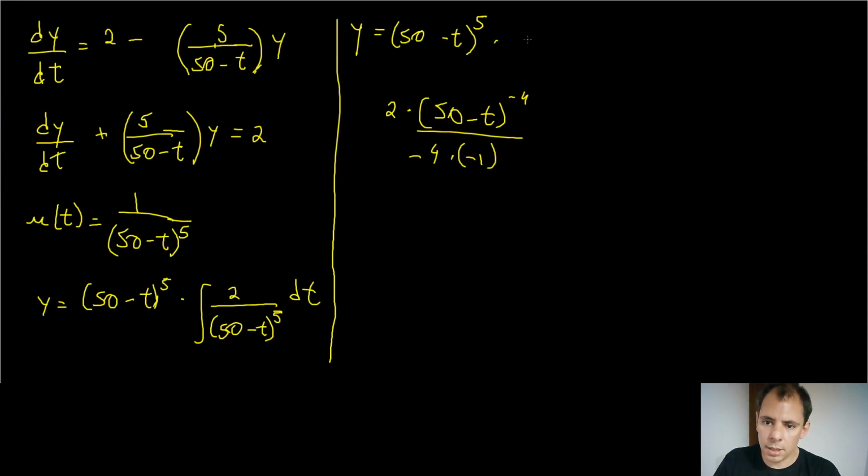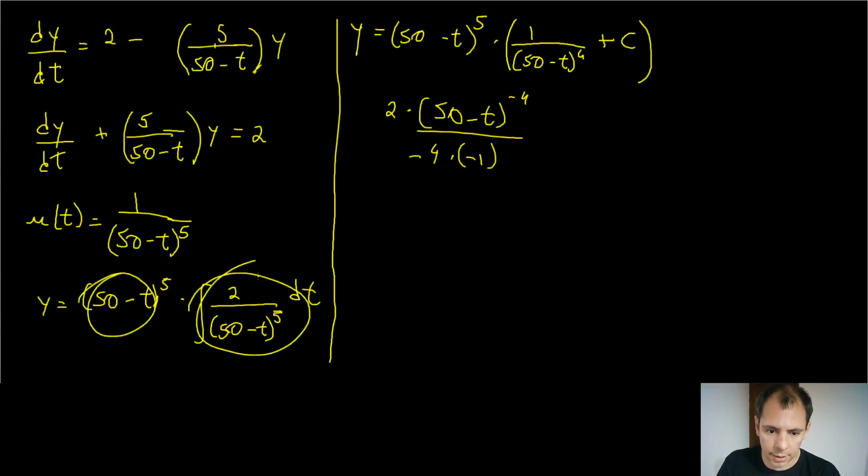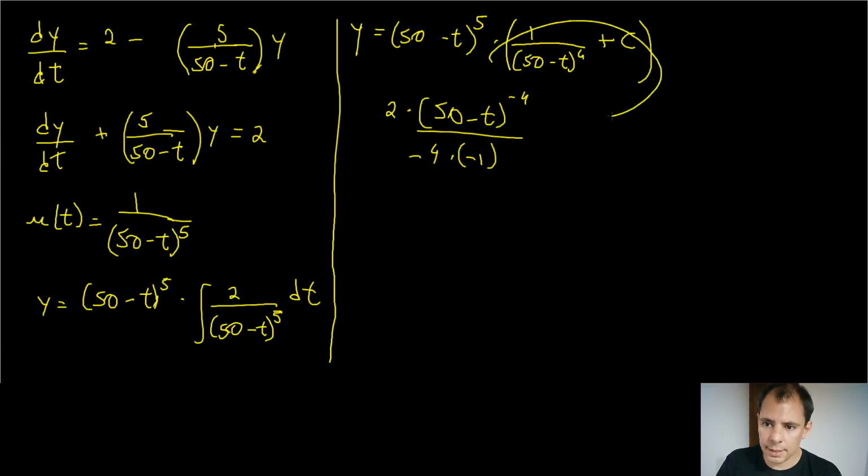So it's going to be half. So it's going to be 1 divided by (50 minus t) to the fourth. And now you have that stuff plus c, right? Because we integrated. This thing here is multiplying the entire integral. And this is the entire integral. So you have to multiply the (50 minus t) to the fifth to c2.